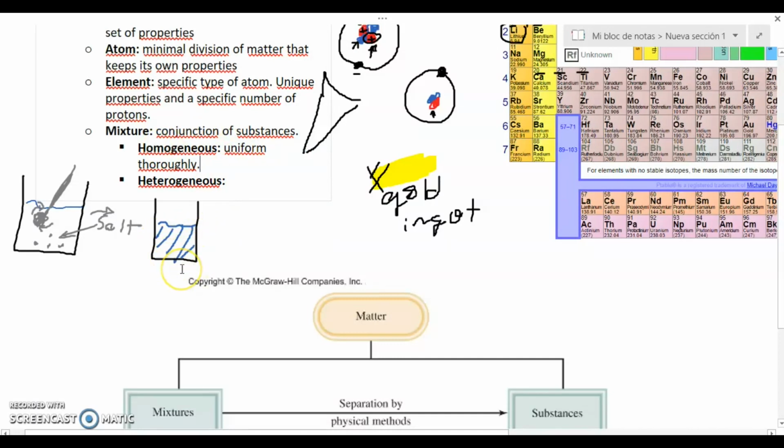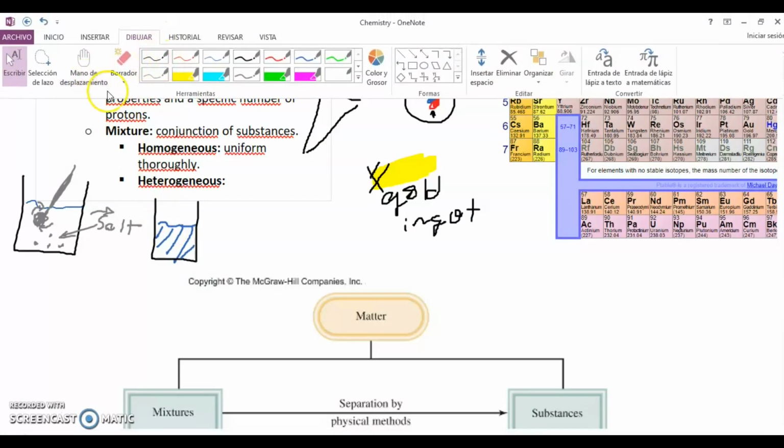Well, that means you cannot tell where the division of the substances in that mixture is. Once you dissolve that salt, you cannot tell where the salt is. You know it's within the water, it's mixed with the water, but you cannot tell the difference with the naked eye between what is water and what is salt. So that's a homogeneous mixture.